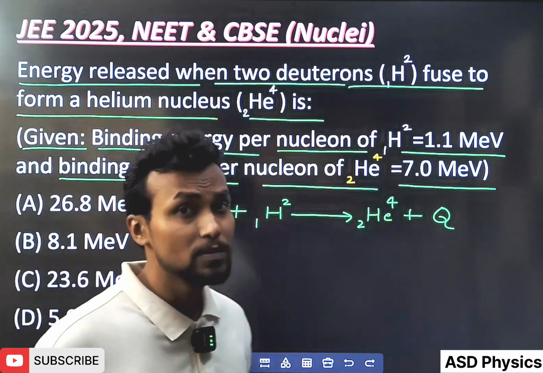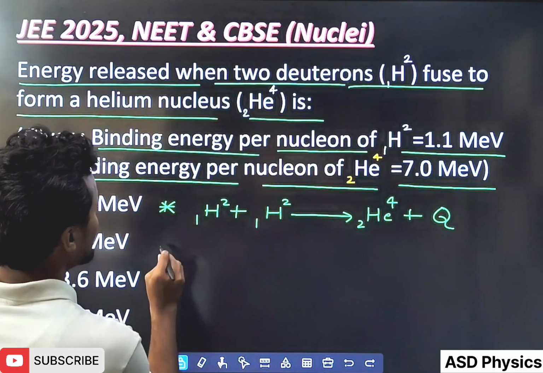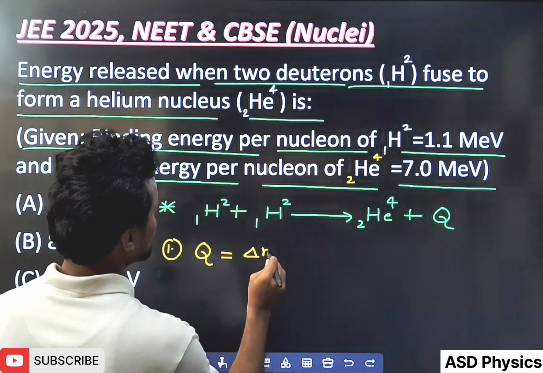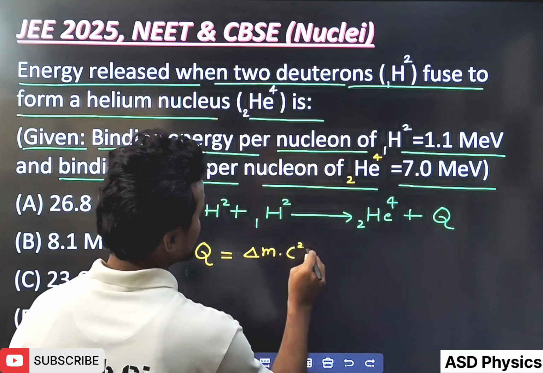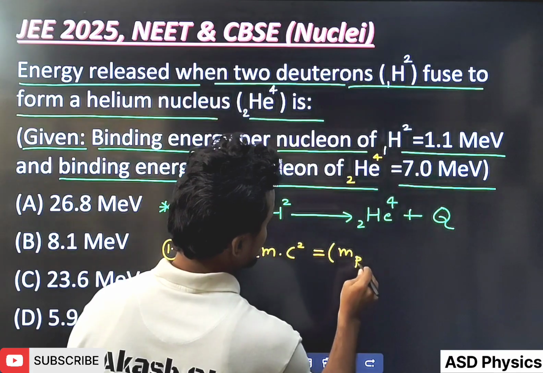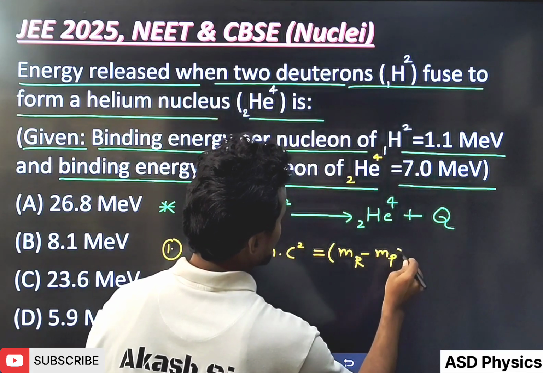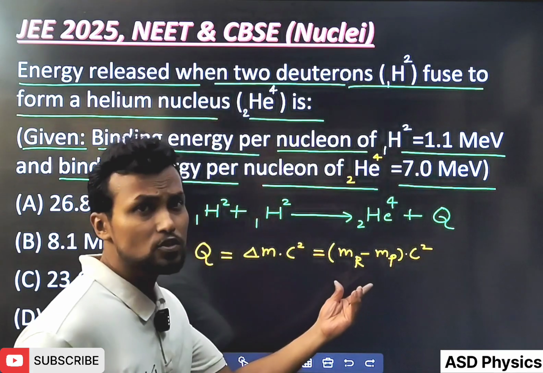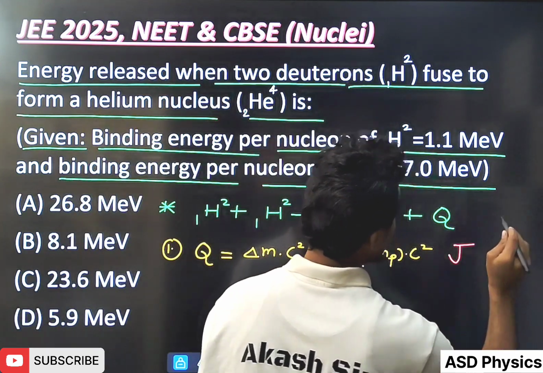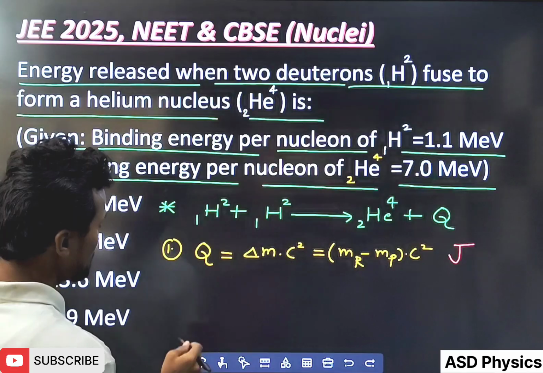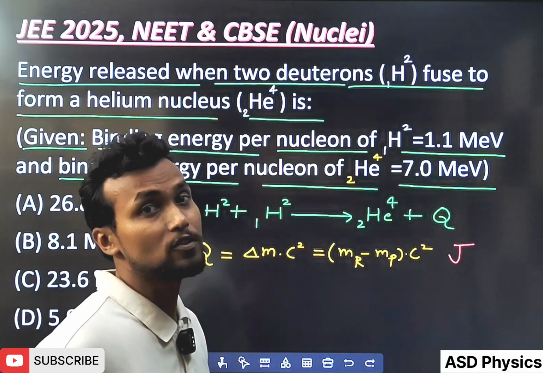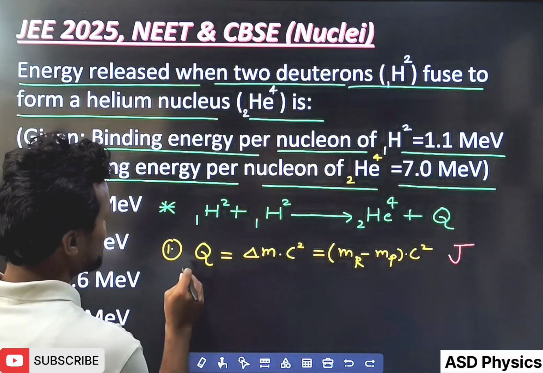This Q value can be found in two ways. One way is to write Q equals delta M into C square. What is delta M? Mass of reactants minus mass of products, into C square. This is called the mass defect also. When you use this one, the answer will come in joules. Here I use mass in kilograms, and C is the speed of light, 3 into 10 to the power 8 meters per second. The answer will come in joules.